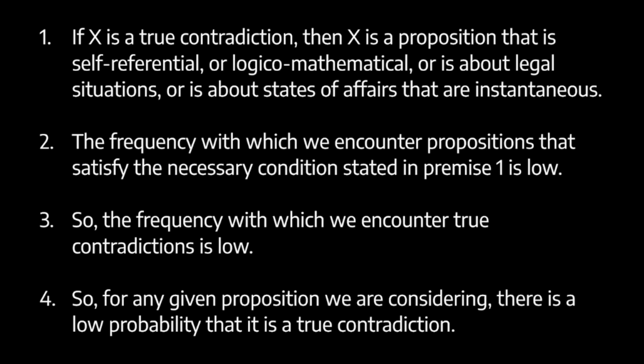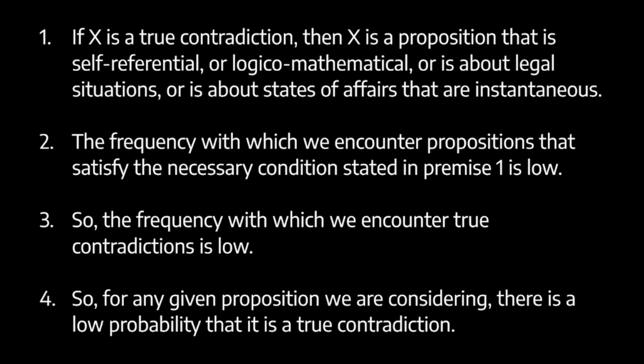Okay then, let's start with Priest's first argument. So the first argument rests on the following premise. Premise 1. If X is a true contradiction, then X is a proposition that is self-referential, or logico-mathematical, or is about legal or dialectical situations, or is about states of affairs that are instantaneous. So the basic idea here is that we just list all of the situations in which true contradictions occur.